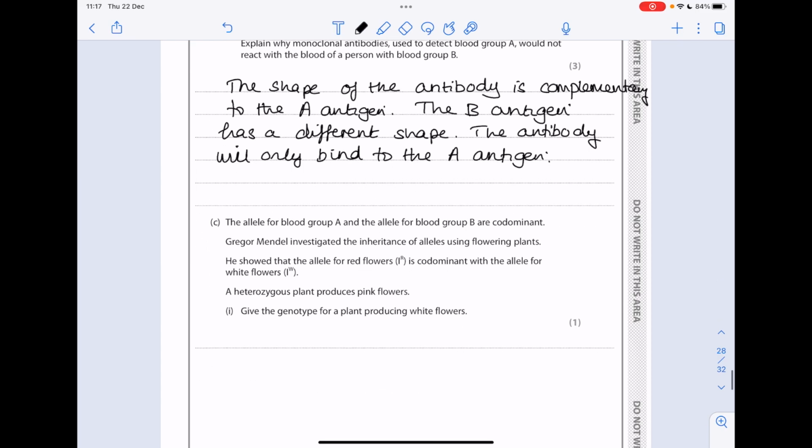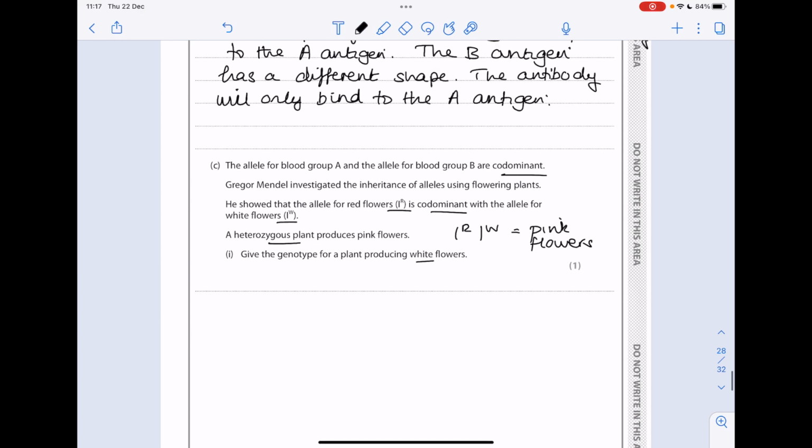The allele for blood group A and the allele for blood group B is codominant. Gregor Mendel investigated the inheritance of alleles using flowering plants. He showed that the allele for red flowers is codominant with the allele for white flowers, meaning that a heterozygous plant, so IRIW, produces pink flowers. Give the genotype for a plant producing white flowers. It needs to be homozygous, so we need two IWs here.